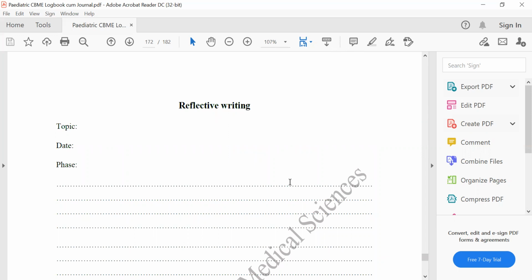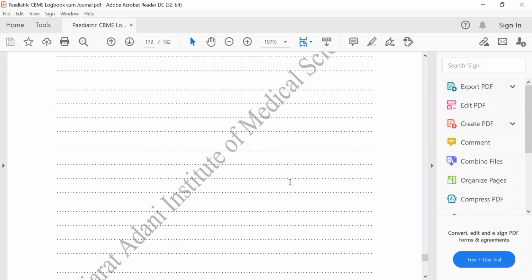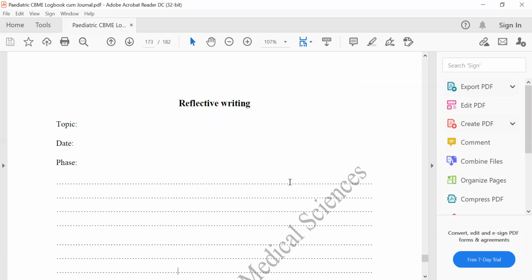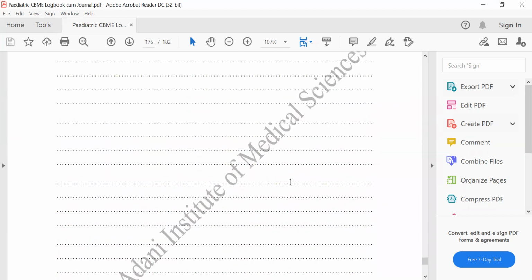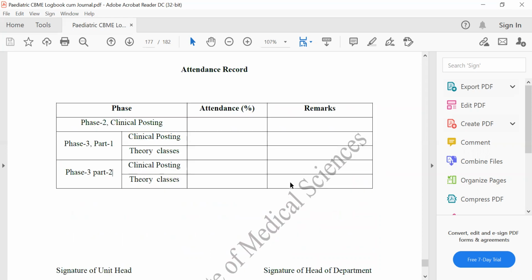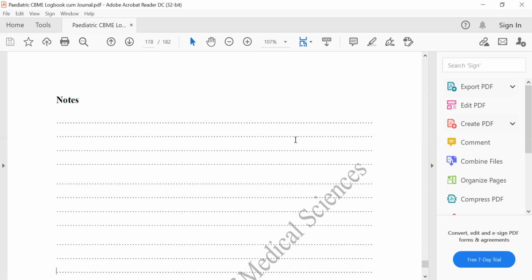Now after that, a few pages about the reflective writings, because it is also compulsory, and in NMC it is mentioned that a student should write the reflection, what they have learned, in the form of what happened, so what, and what next. So these are the few pages about the reflective writing. And after that, this is the attendance record. So attendance, and the remarks. If a student is taking leave for any reason, we can put the remarks, and in the last few pages for the notes.